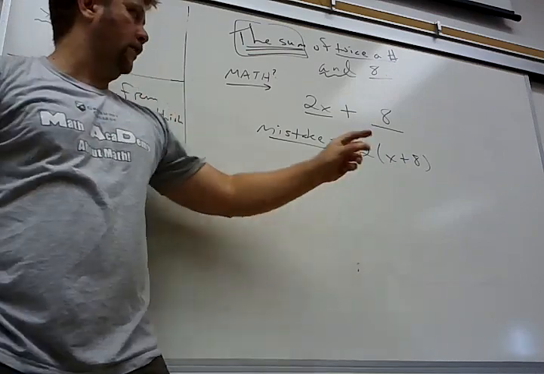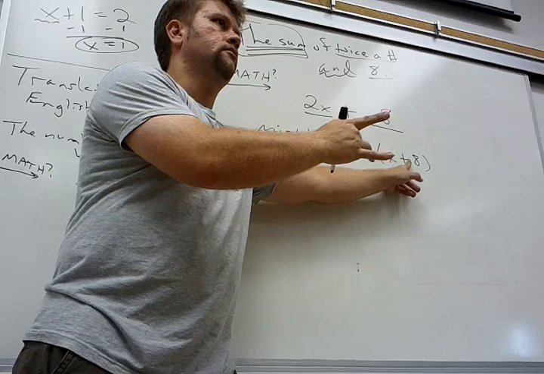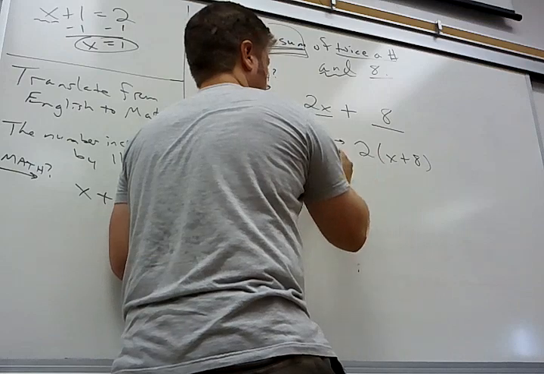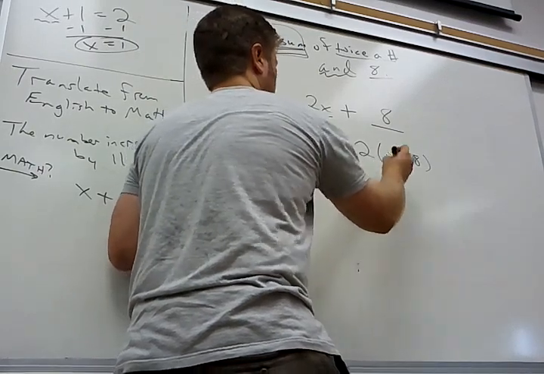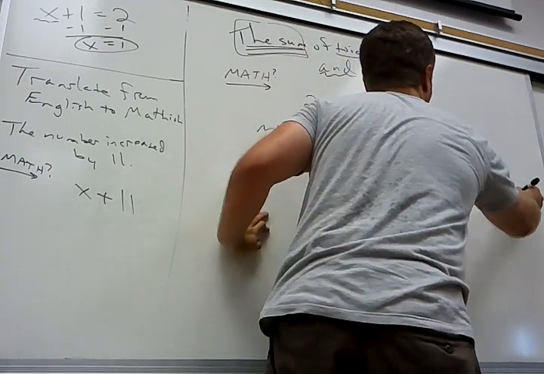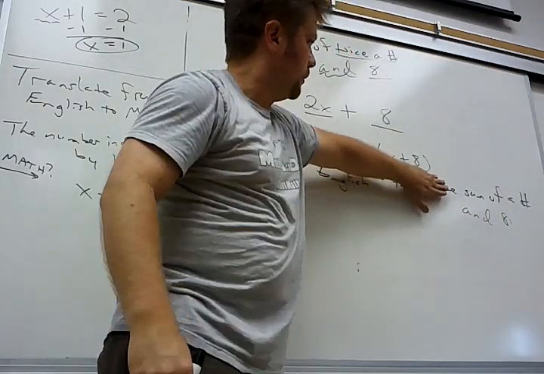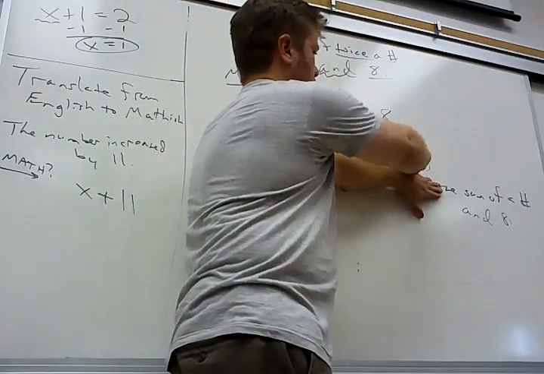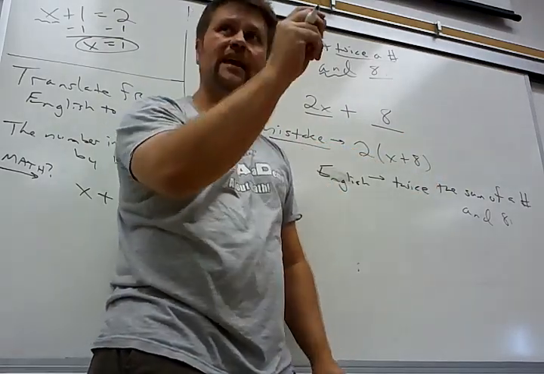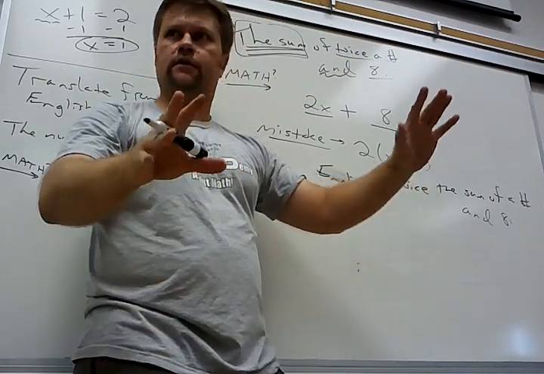So if I want somebody to write this, I have to be very specific. I have to say twice the sum of a number and 8. In English, this would be twice the sum of a number and 8. So look at this. The sum of a number and 8. There it is. And then what do I want to do with that whole thing? Double it. So that's how you'd have to say it if you meant this kind of distribution thing here, right? You guys kind of see the difference there?